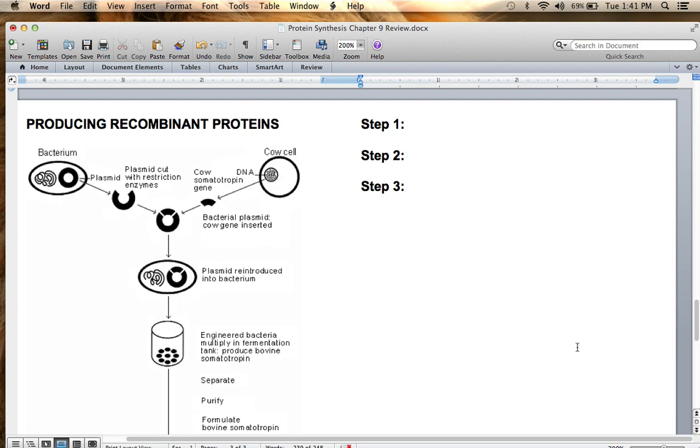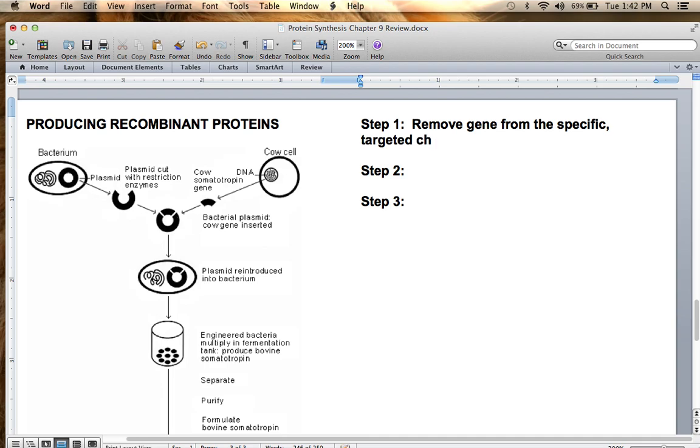The last thing I want to talk about is producing recombinant proteins. This is how we make transgenic or genetically modified organisms, and it's generally a three-step process, although each of these steps has multiple sub-steps. The first thing you've got to do is remove the gene that you care about, the gene of interest, from the specific targeted chromosome. The example in your textbook is bovine growth hormone. So in step one, you're removing the gene that controls the production of this hormone from the cow DNA strand.